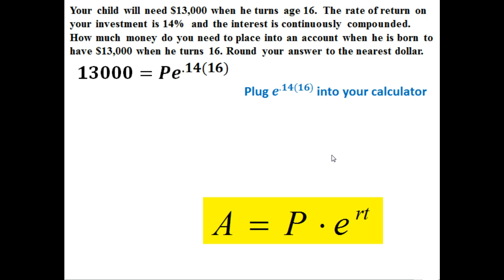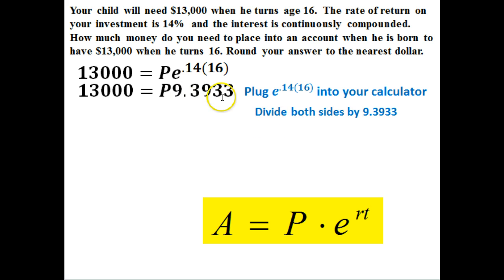Okay, so I'm going back to this equation here, and I'm going to fill in what I know. E to the 0.14 times 16 equals this. Now, typically you're used to seeing this number written in front of the variable, and that's where it should go. I only left it here just to illustrate that that's where that number came from. Alright, so the next thing that we're going to do is divide both sides by that number. If I divide both sides by that number, I will get P all by itself, and P is the value that we're looking for.